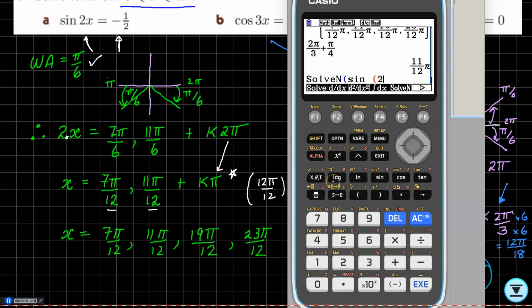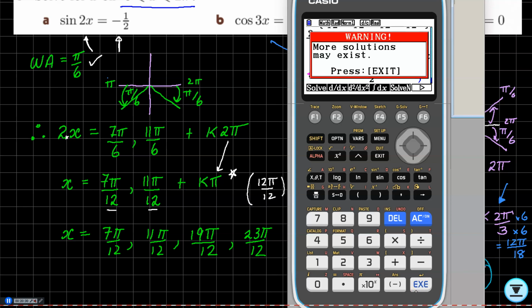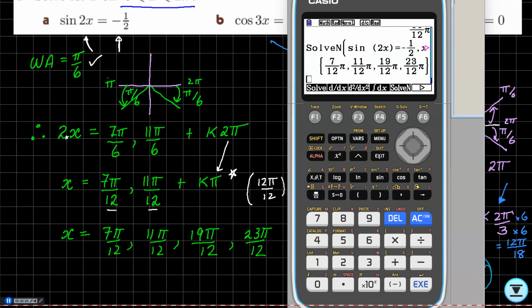I love a good bracket. Probably don't need it, but I just pop it in anyway. Your x is here. Close my bracket. We want to press equals, so that's above your decimal. So shift equals, and then -1/2. I'm putting my comma, which is just above the blue delete button, comma, x again, and we're going between 0 and 2 pi. We press execute, yes, yes, yes, more than one solution, we already know that. Press exit and you can see, huzzah, we got the right ones. So go through, practice, I hope that helps.